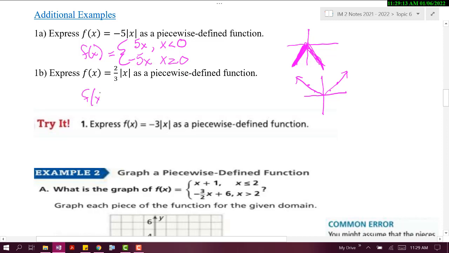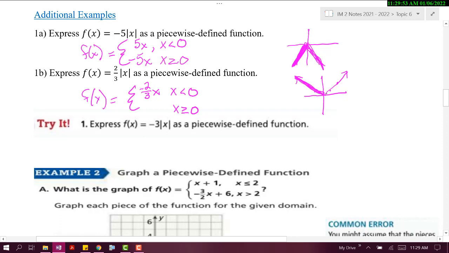So f of x equals, for x is less than 0, and it doesn't matter which one's less than or equal to or greater than or equal to because they meet at the same place. So x less than 0, that's this side. Well, we know the y-intercept is 0, and our slope is negative 2 over 3 because we're going down. So our function for that is negative 2/3 x.